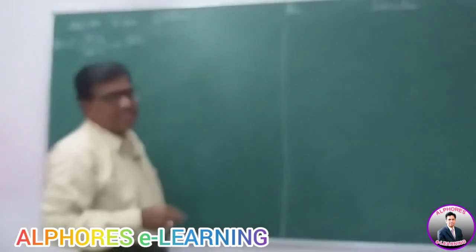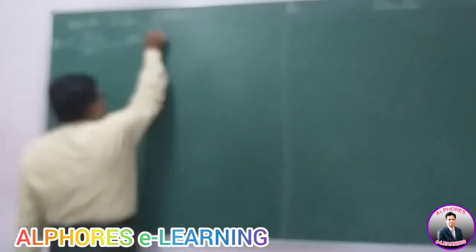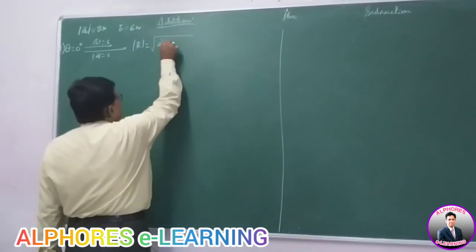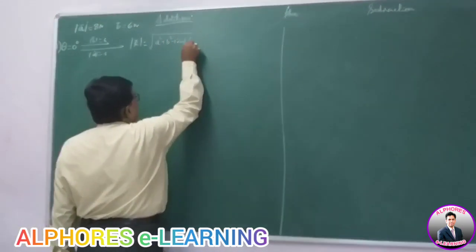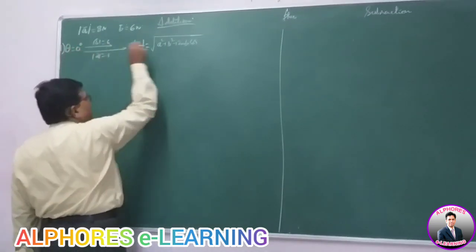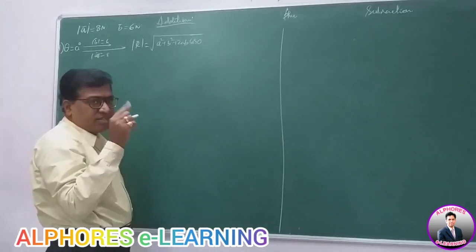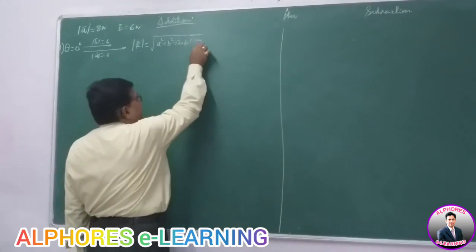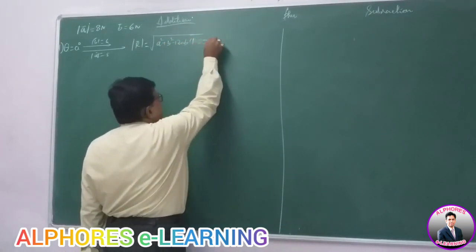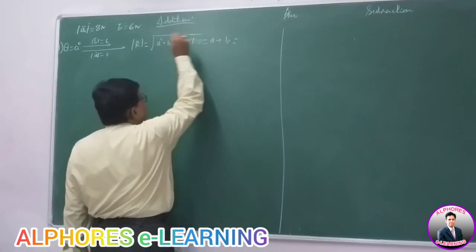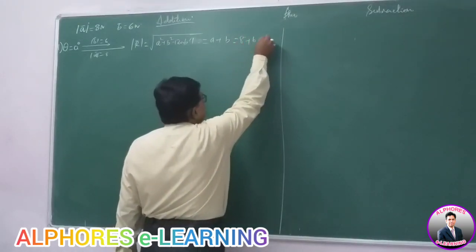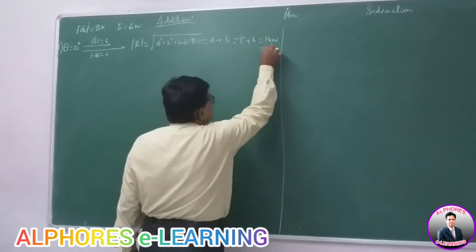We know when the angle is 0, mod R is root of A square plus B square plus 2AB cos theta. Now theta is 0, and cos 0 is 1. If cos 0 is 1, then it is simply A plus B. So the answer is 8 plus 6, answer 14 Newton. This is maximum.